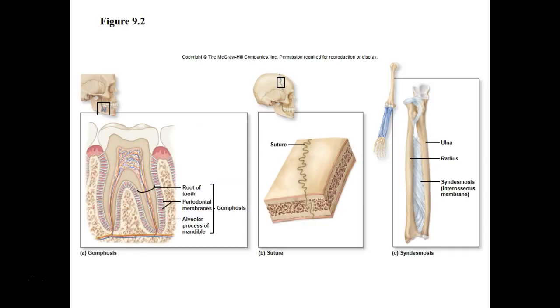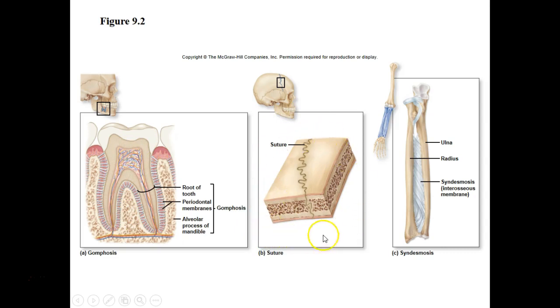So here are the different joints. A gomphosis is a synarthrosis, which means there's no movement between the bones. The tooth and the jaw have a periodontal ligament that holds them in place. And that's really important because if this joint became more movable, the tooth could fall out very easily.